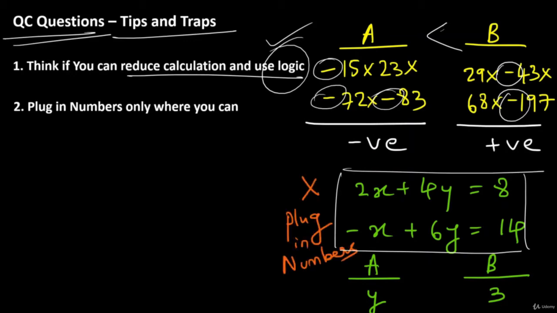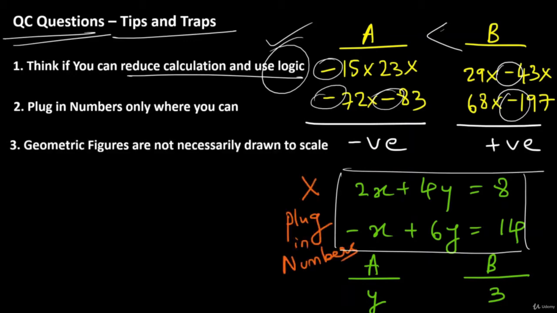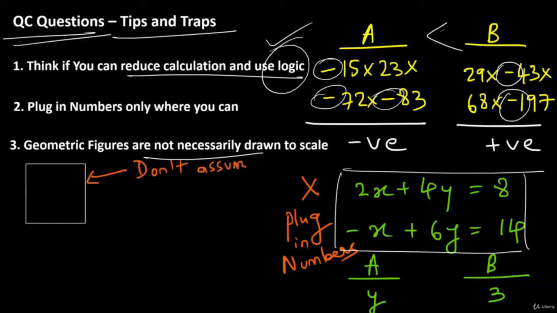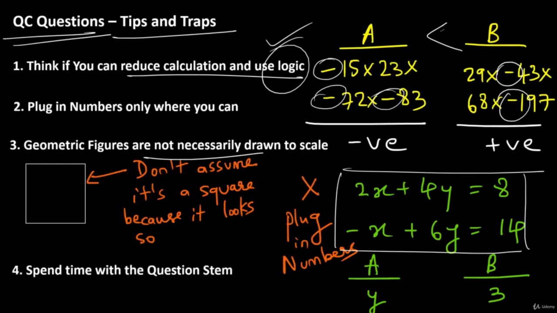than 3. Now, the next point is geometric figures are not necessarily drawn to scale. Now, over here you have a figure. This looks like a square, but don't assume that it is a square unless it is mentioned. And lastly, remember, always spend time with the question stem. You can always draw out inferences which are not very obvious if you spend time with the question stem.